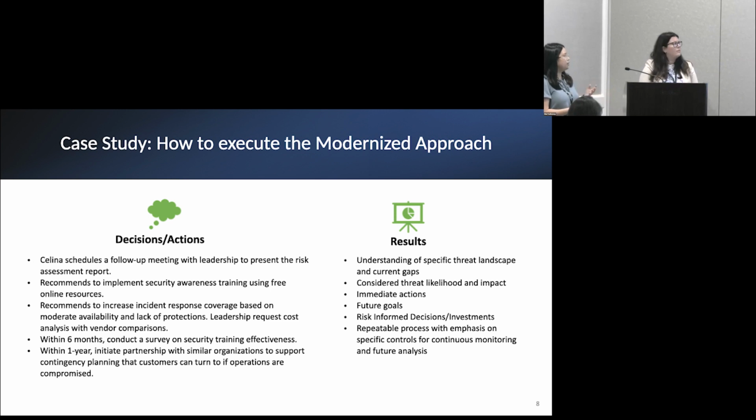And we also want to have really specific goals, like, for example, within 6 months, now that we've implemented the security awareness training, let's do a survey on confirming and validating the effectiveness of that security awareness. Within 1 year, we can initiate a partnership with similar organizations to provide contingency planning. So let's say something happens to Selena's organization and their website is down, no one can access it. We can turn to our sister organization and say, okay, we want to have a little bit of reputation protection and at least redirect our customers to go to your website.